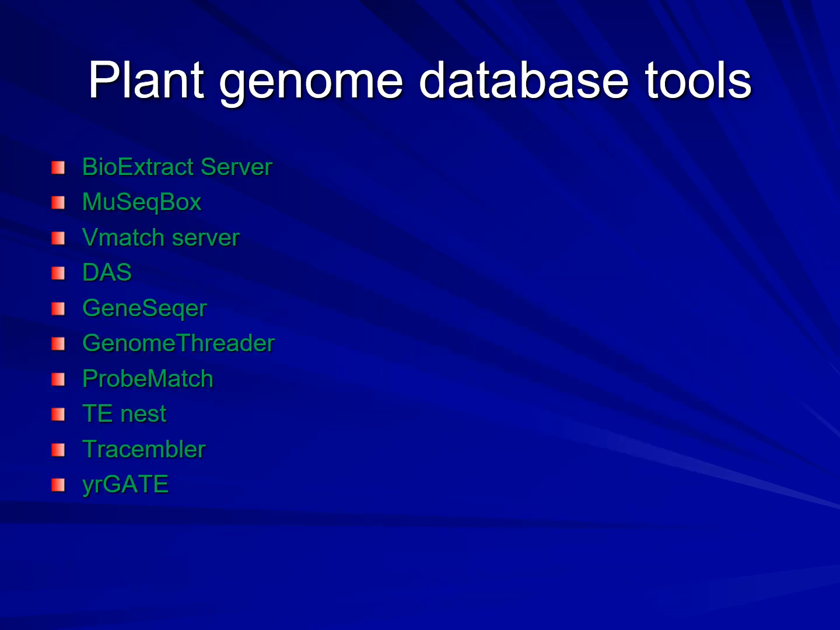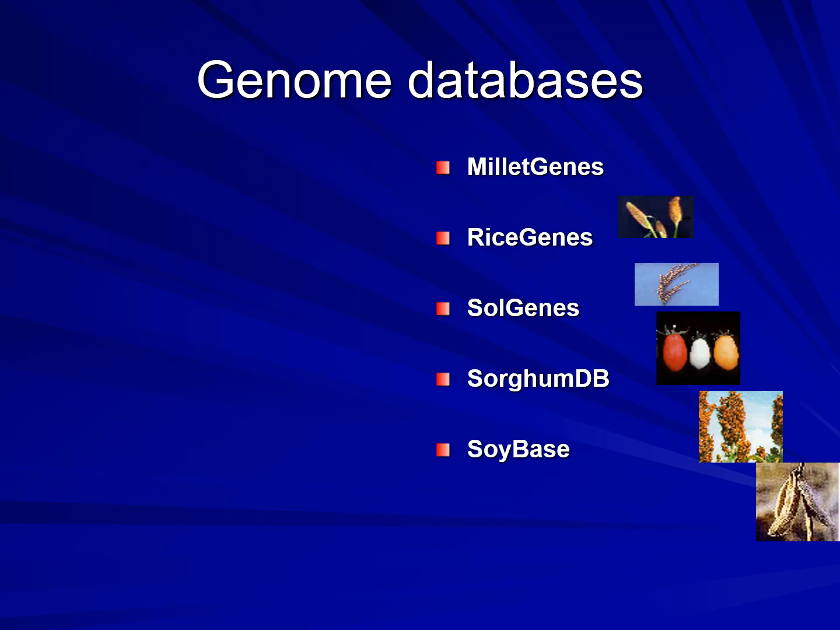Plant genome database tools: we can use different types of database tools, like BioExtract Server and MuSeqBox. These are different types of servers that can be used for plant genome analysis. Genome databases are also available. There are several databases available online: millet genes, rice genes, sorghum genes, and soy genes databases are also available on the internet.